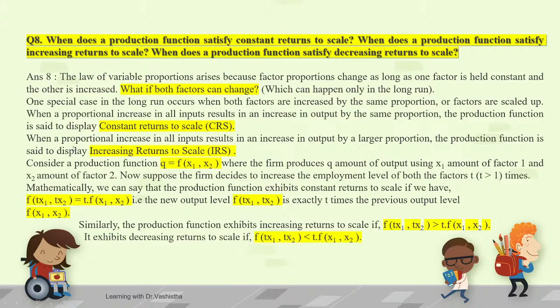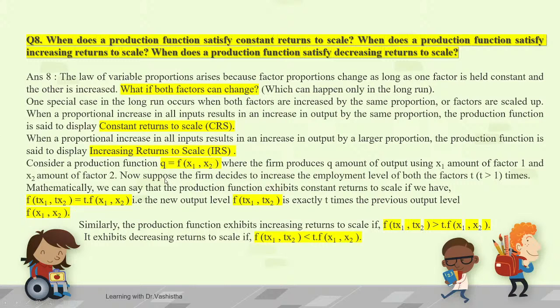Now the second situation is when a proportional increase in all inputs results in an increase in output by a larger proportion. In that situation, the production function is said to display increasing returns to scale. Inputs have increased, and what is happening? The output has also increased, and in an even larger proportion. So this situation is increasing returns to scale.